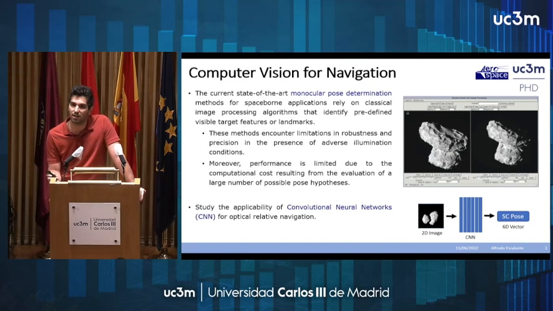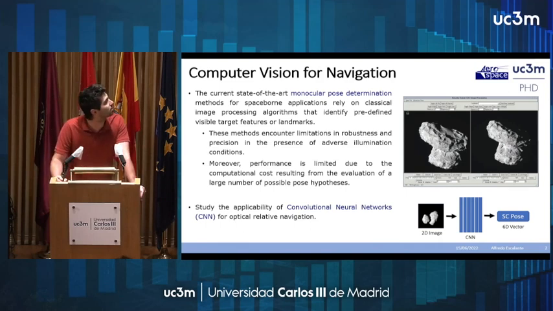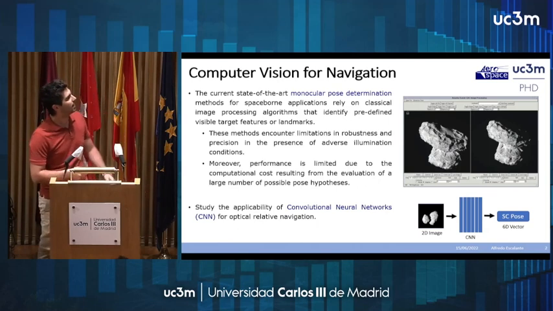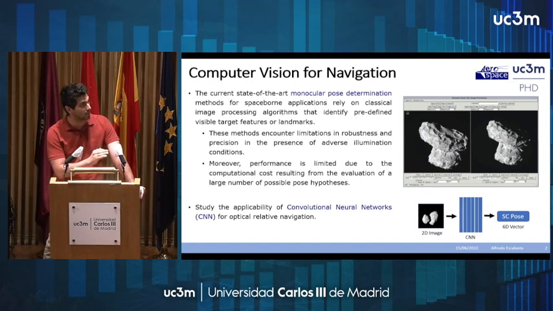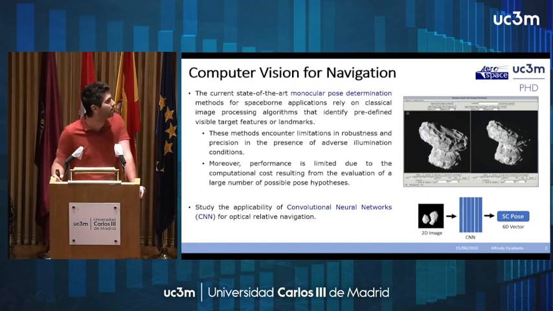The current state-of-the-art monocular vision methods for space missions currently rely on basically identifying a predefined set of landmarks or surface features in the image and performing a matching with those landmarks. There are two main problems with these algorithms. There are a lot of limitations in adverse illumination conditions in terms of robustness and performance. And also the performance is limited due to the large number of hypotheses that have to be tested when matching these landmarks, which should be identified in the image.